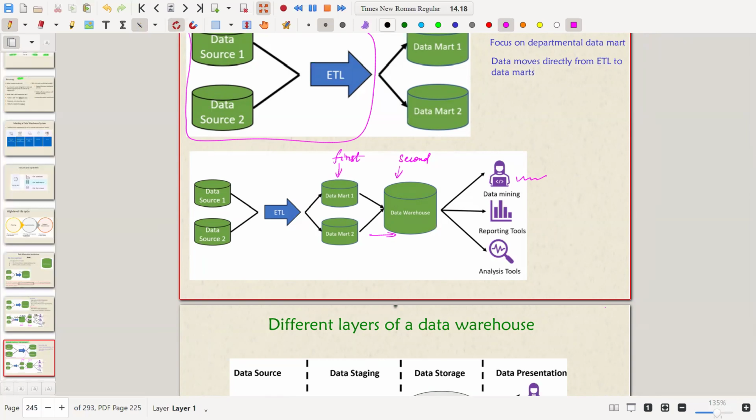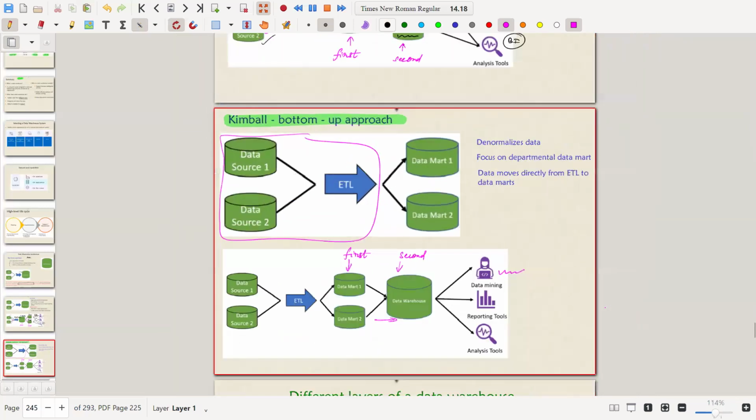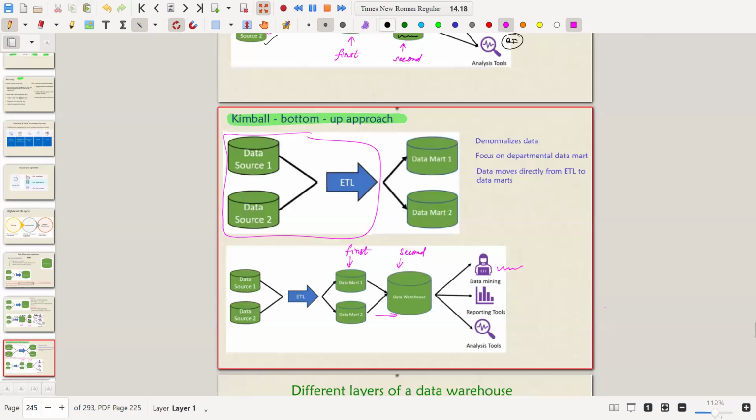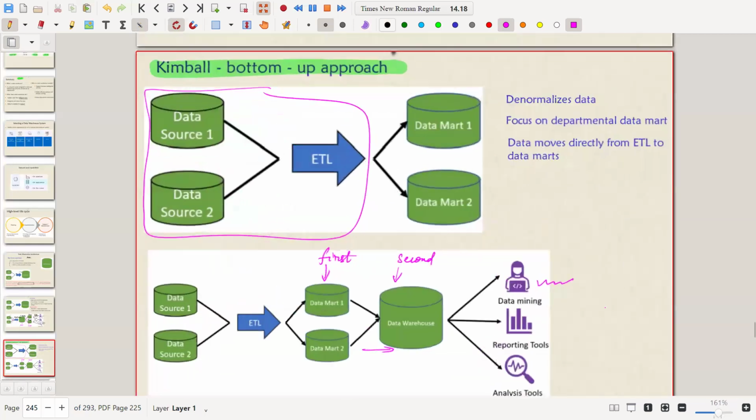So these are the two different approaches you can think of. The second approach we are looking at here is known as Kimball's bottom-up approach. So we looked into two different approaches. One is Inmon's approach and another is Kimball's approach. One is top-down, another is bottom-up. So which one to use? It depends on your project.